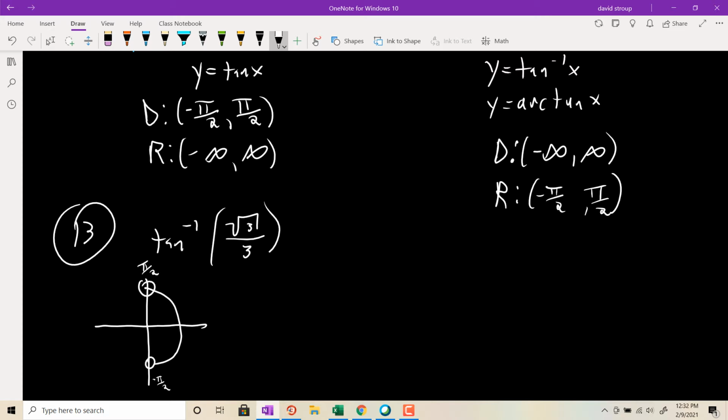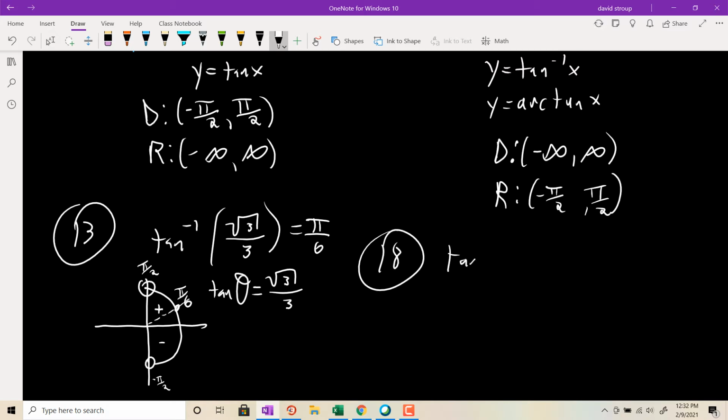Okay. All right, so I need my output to be in that range. And ultimately I'm looking for the angle such that tan of that angle is equal to root 3 over 3. So pi over 6 is your reference angle, and we need the positive version, so the answer is just pi over 6. It would either be pi over 6 or negative pi over 6. It would be negative pi over 6 if we were looking for tan inverse of negative root 3 over 3, right? Okay, let's look at another one.